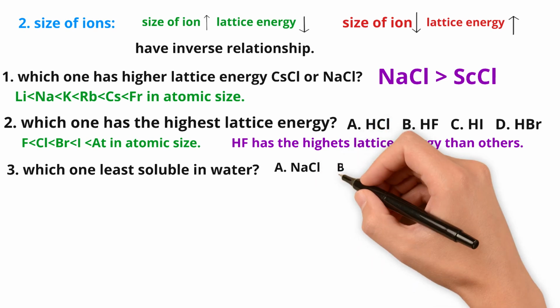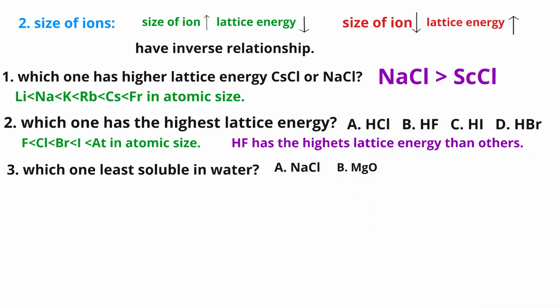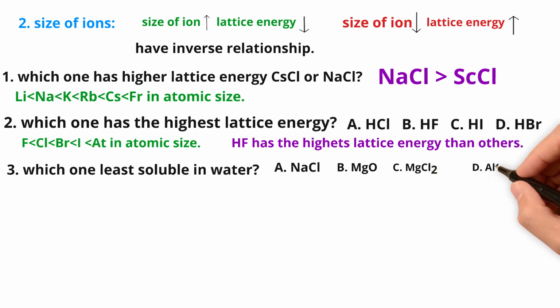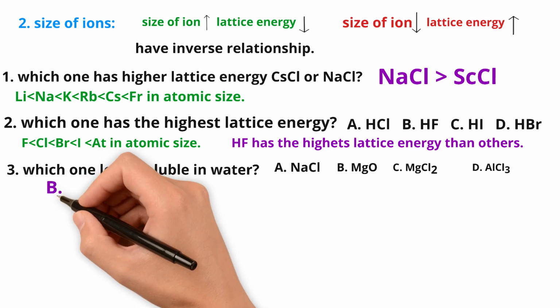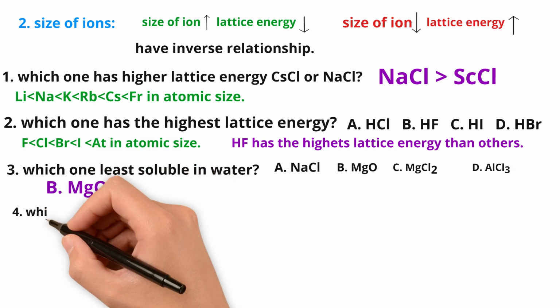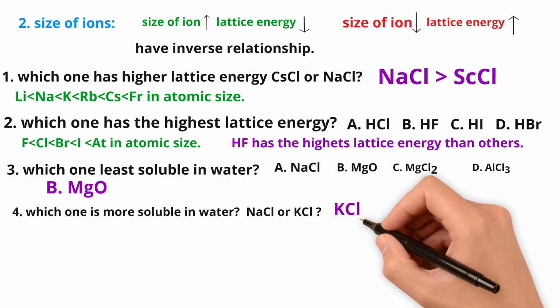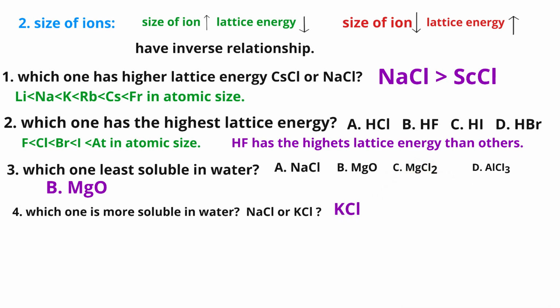Which one is least soluble in water? A. Sodium chloride, B. Magnesium oxide, C. Magnesium chloride, D. Aluminum chloride. The answer is magnesium oxide because it has the highest lattice energy. Solubility and lattice energy have an inverse relation as we have seen.